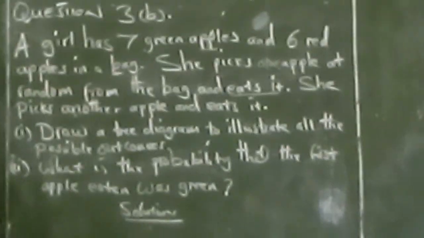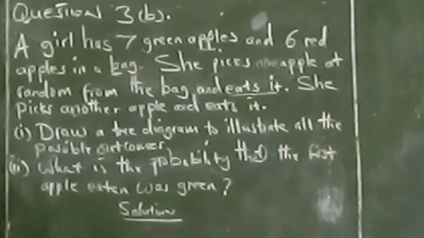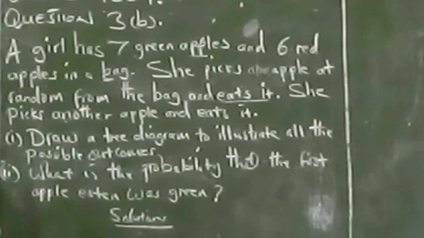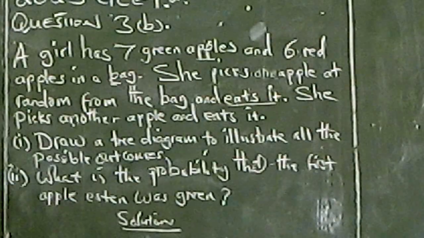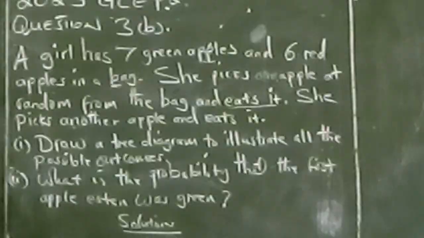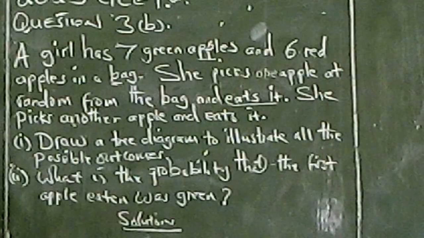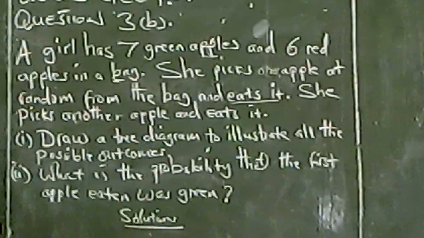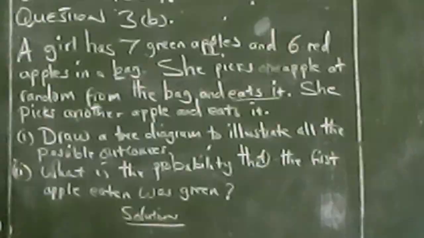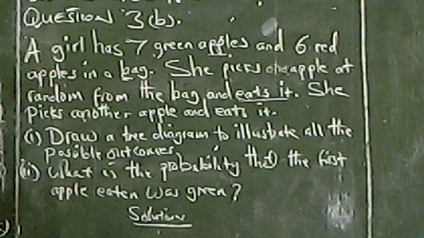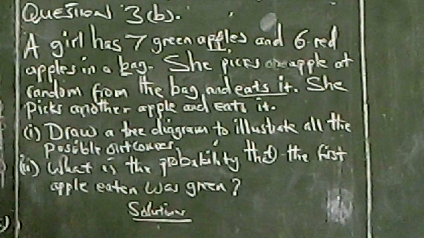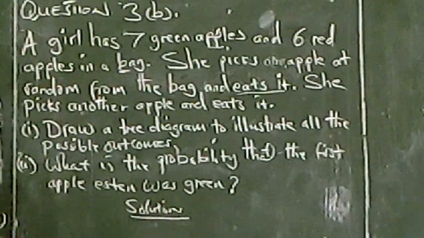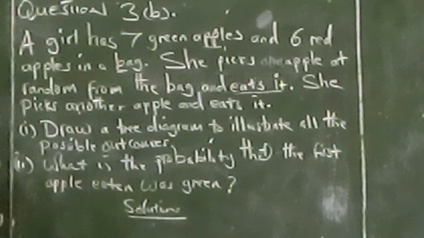So the question reads: a girl has 7 green apples and 6 red apples in a bag. She picks one apple at random from the bag and eats it. She picks another apple and eats it. So always try to analyze the information that has been given to you.